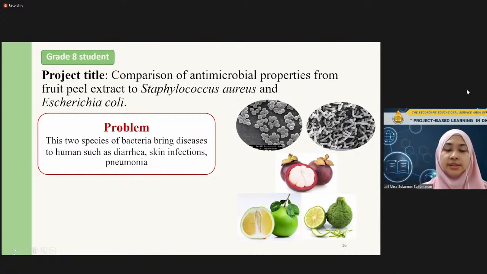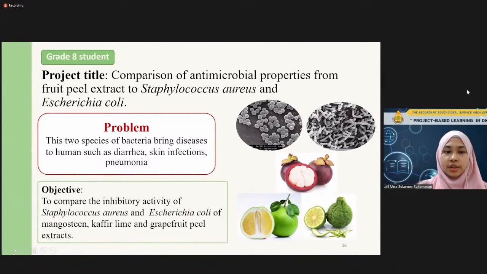In this case, the students found that there are two species of bacteria, Staphylococcus aureus and Escherichia coli, that can bring disease to humans, such as diarrhea, skin infection, or pneumonia. So they wondered whether there are any organic compounds that can be used to prevent these two species of bacteria from infecting humans.